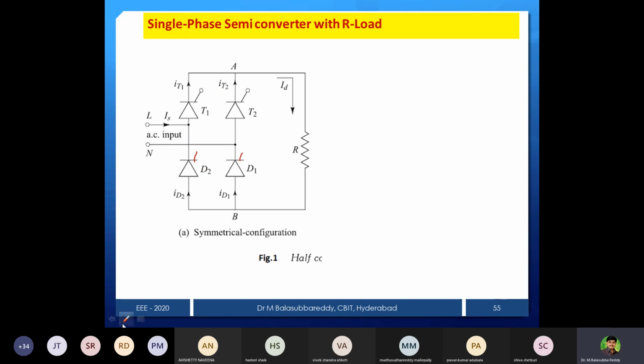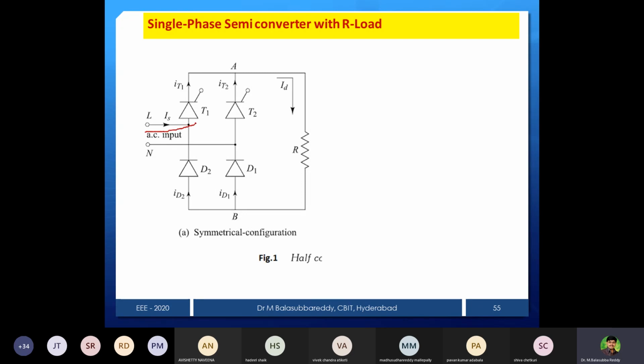But now, if all the devices in the circuit are thyristors, that is a full controller. If the upper group devices are thyristors and the lower group devices are diodes, then it is a semi converter. This is the upper group, this is the lower group. Another name for this is half controlled. Semi or half control are both the same, but half wave is different. Now everyone can write the waveforms without seeing this.